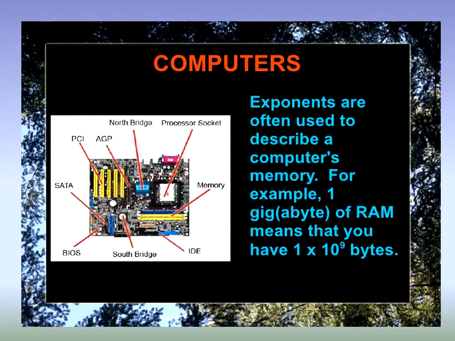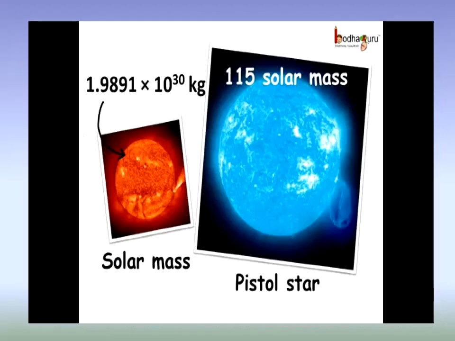We can use exponents in computers also. Exponents are often used to describe a computer's memory. For example, 1 gigabyte of RAM means that you have 1 into 10 to the power 9 bytes. We can use exponents to calculate solar mass, 1.9891 into 10 to the power 30 kilograms. We can also calculate the mass of different celestial bodies like the Pistol star, etc.